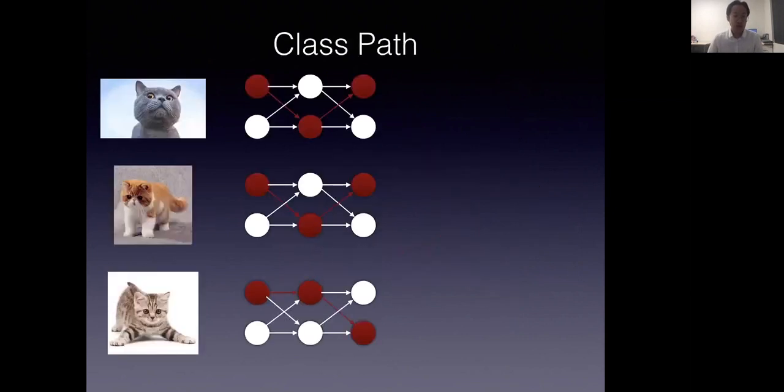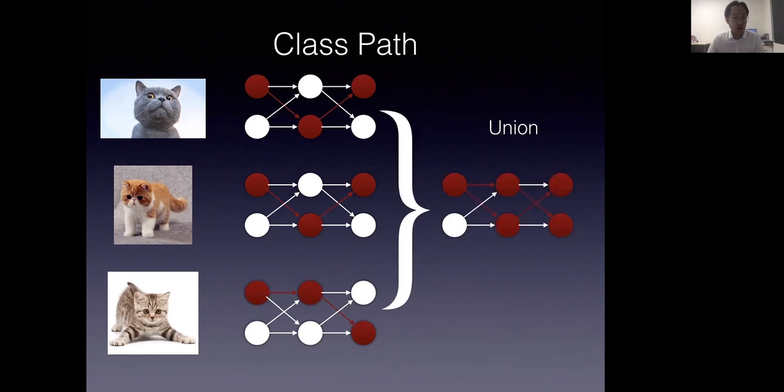So now we can extract important paths in one single image. We further will form the common important paths of the same class. Taking the cat class as an example, during training, we will form important neuron paths for all the individual cat samples. Each cat sample will have its own important neuron path. We union all these paths belonging to cats to form the class path for cats. So at the end of the training phase, we will have one common important neuron path for every class.